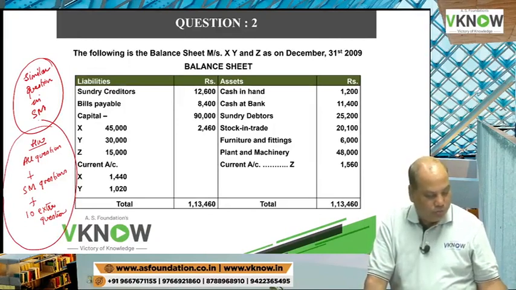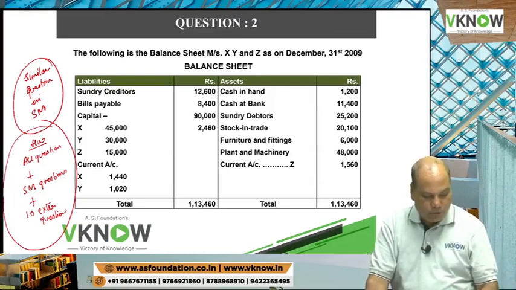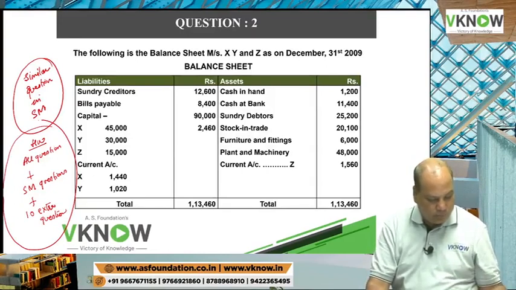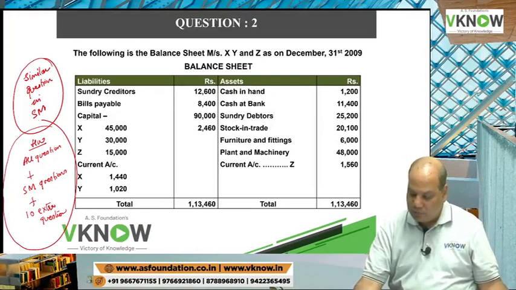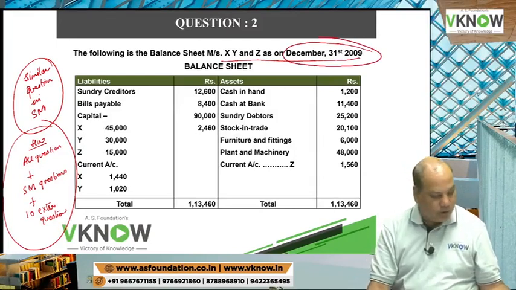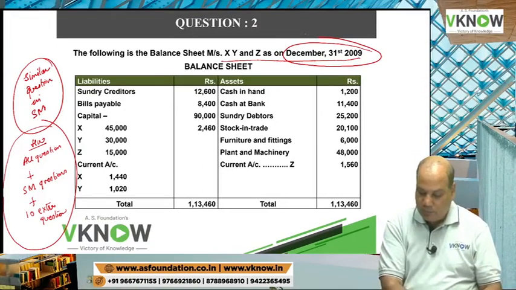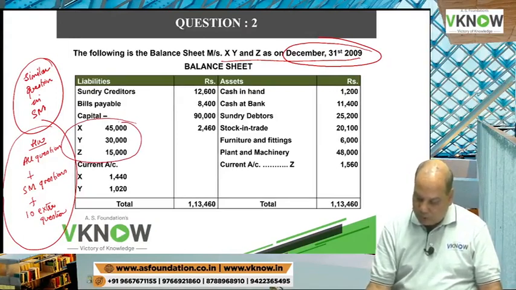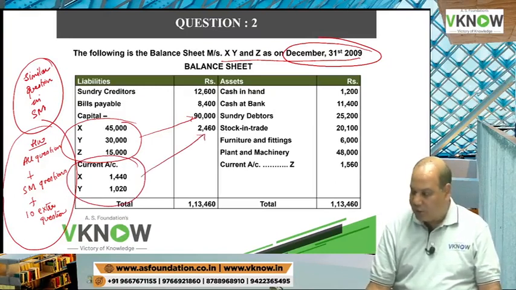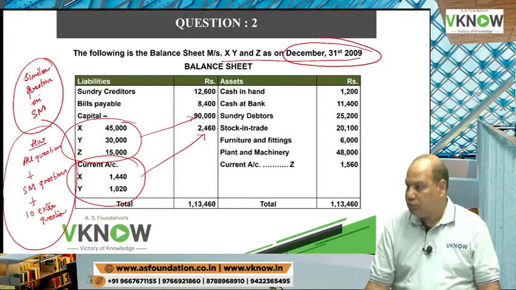So please come to question number 2, a very different problem. Do not draw any format, just wait for instruction. The following is the balance sheet of Messrs XYZ on December 31st, 2009. What is this balance sheet date? 31st December 2009. Balance sheet: liability side, creditor, bills payable, capital X, Y and Z. Capital is 90,000. Current account, X is 1440 and Y is 1020.